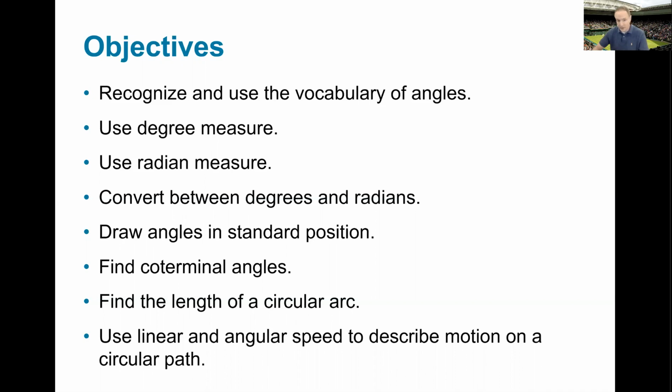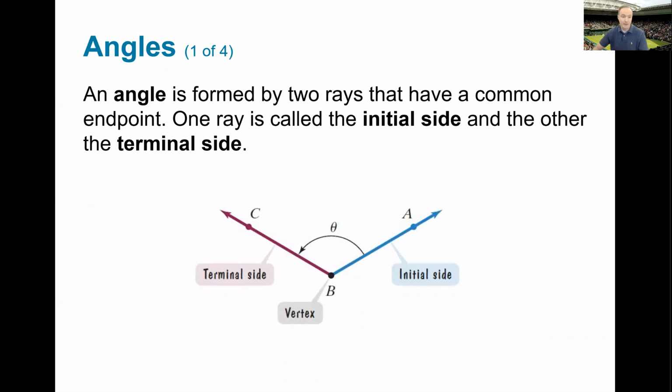We'll be able to draw angles in standard position, find coterminal angles, just meaning angles that end at the exact same value, then find the length of a circular arc, and then use linear and angular speed to describe motion in a circular path. Okay, so first up, let's just talk about angles.